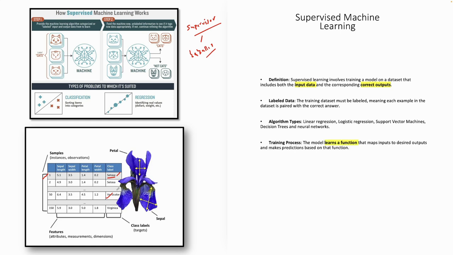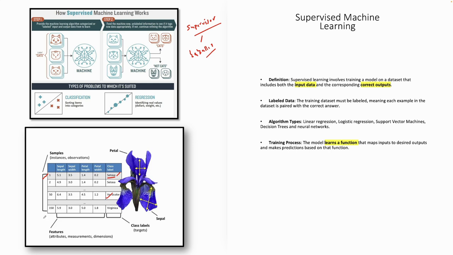Okay, so the training process is pretty simple. What we just learned in the machine learning workflow, the model learns a function that maps the input to the desired output and makes predictions based on that function. So it's pretty simple, right? You are learning based on the training data. You are able to identify the patterns, and then you can make predictions. As simple as that.